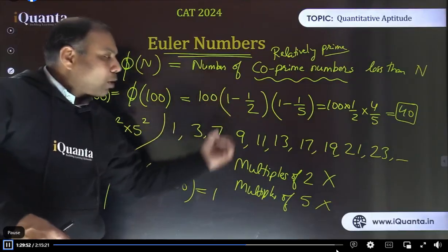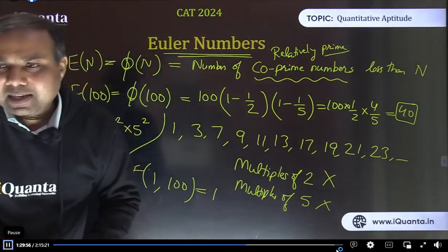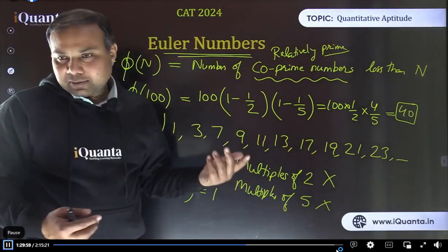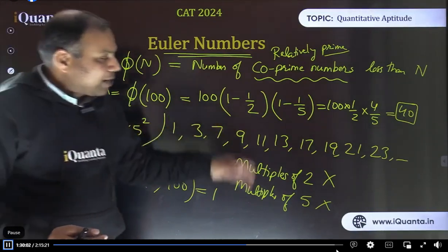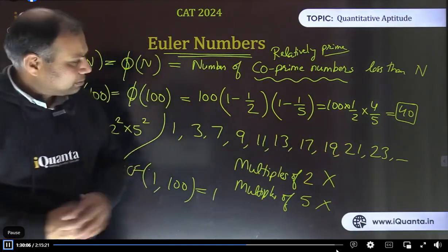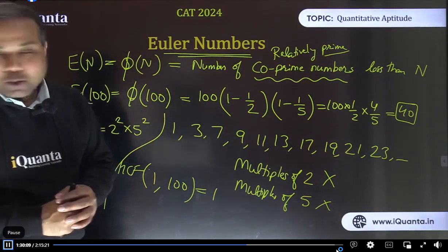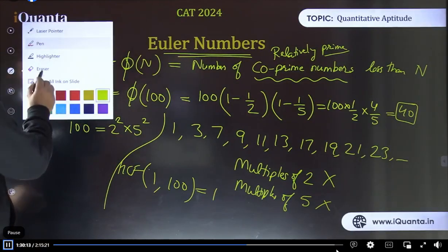So if I'm leaving out all multiples of 2, won't multiples of 4 be removed automatically? Yes, all multiples of 4 are also left out. Similarly, when I'm removing all multiples of 5, of course, multiples of 25 are also removed. Okay? So in general, for a general number, how can we write it?